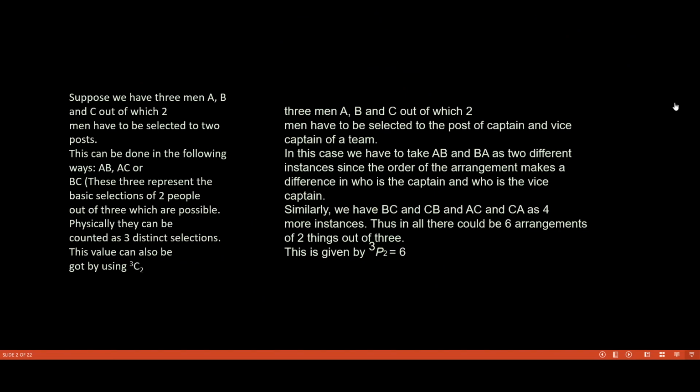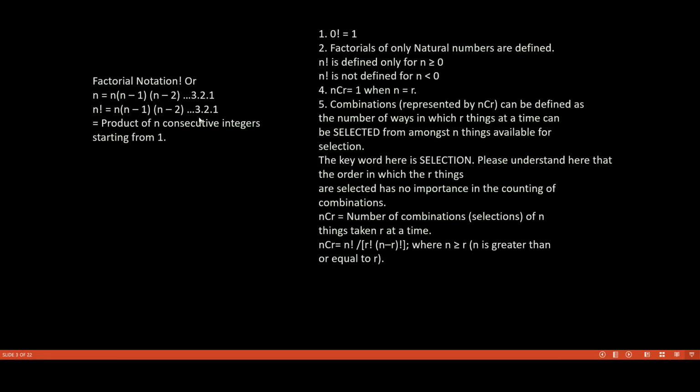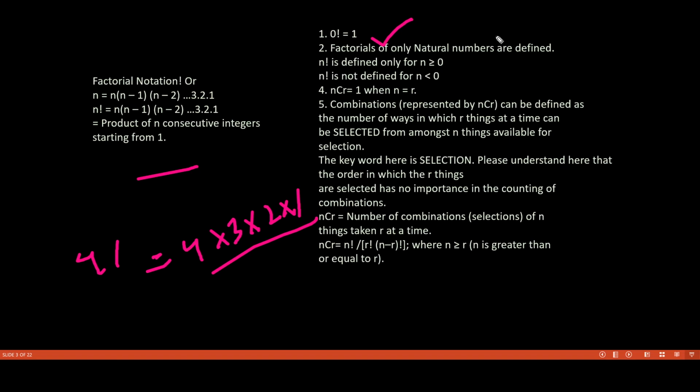So let's see some of the basic concepts. What is factorial? Factorial is the multiplication of all the consecutive numbers starting from 1 up to that number. So factorial 4 is 4 into 3 into 2 into 1. Now see, 0 factorial is equal to 1. Factorials are only defined for numbers greater than or equal to 0. And nCr is equal to 1 when n is equal to r.